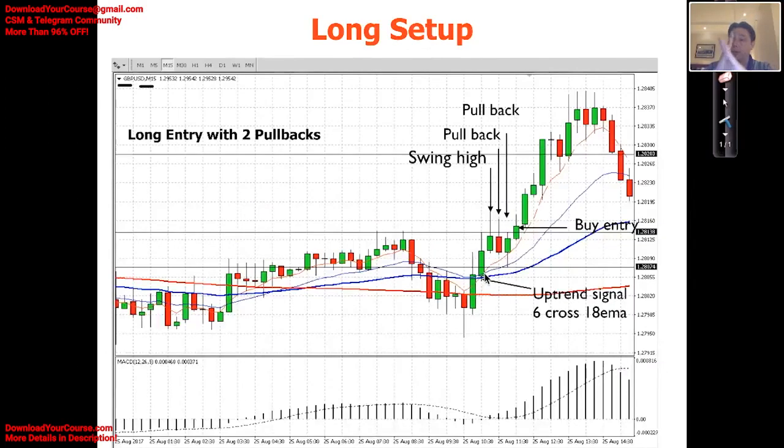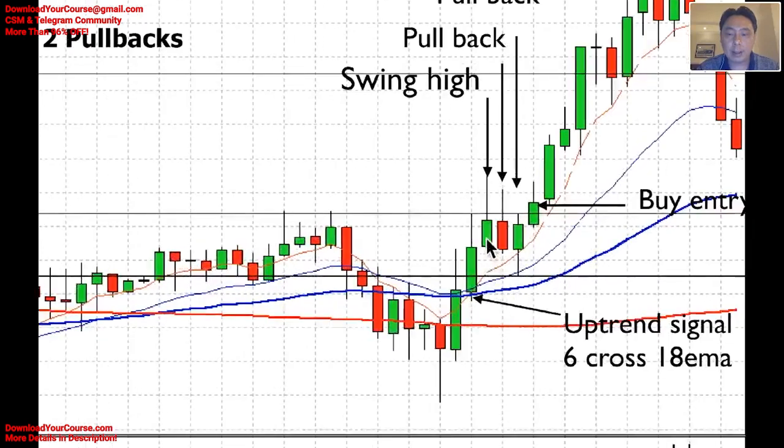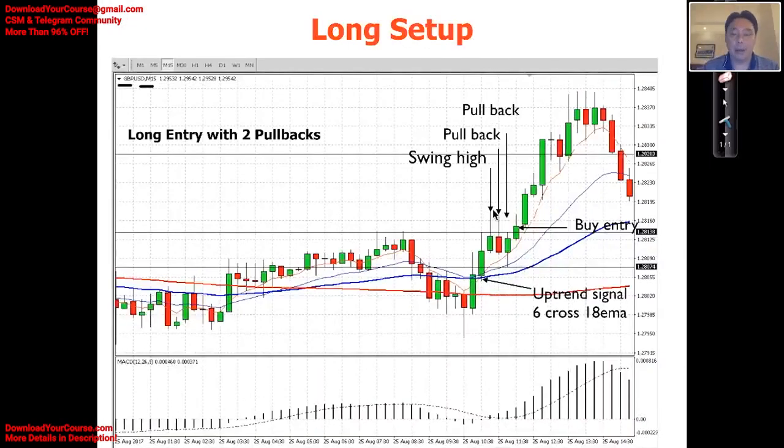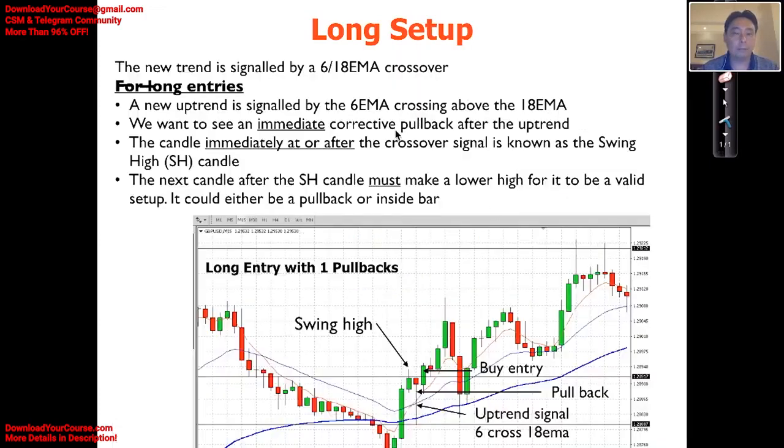So remember, right at the cross or right after the cross, we must have a swing high candle. So which one's the swing high candle? And the answer is this guy, right? This is the swing high candle. Why? Because it appears right after the cross, which is valid. But no later than that. It must be right at or after the cross. So that's a swing high candle. Okay. And again, notice that it is the highest high over the last series of upward candles. So it is a swing high. Now, what must happen right after the swing high? Remember the rules that we said here?